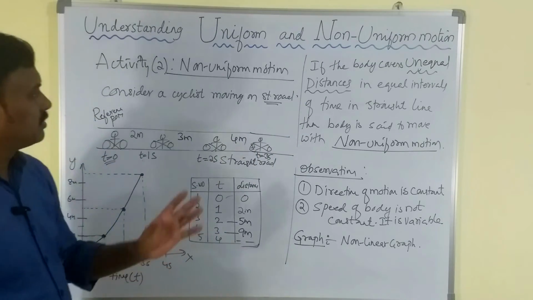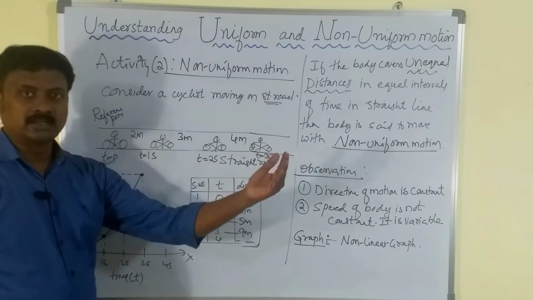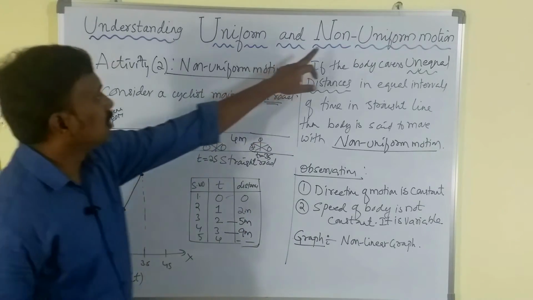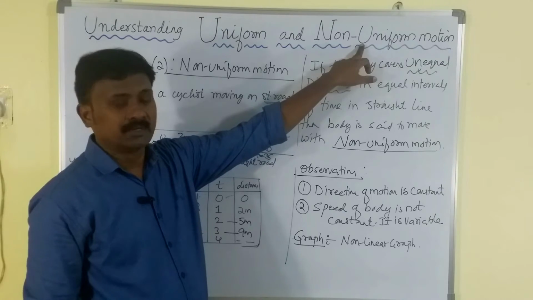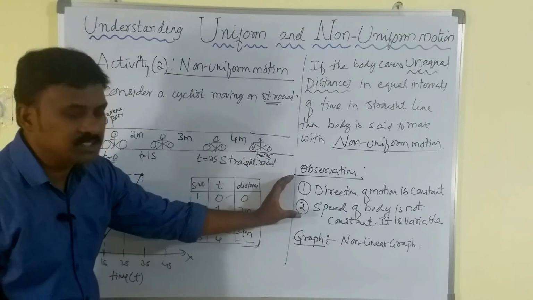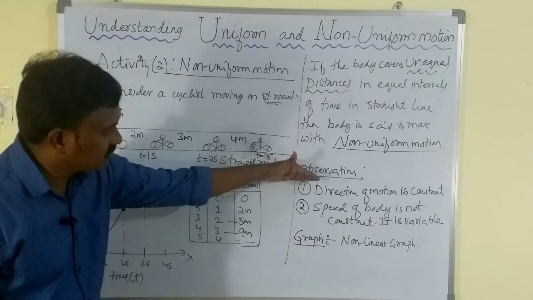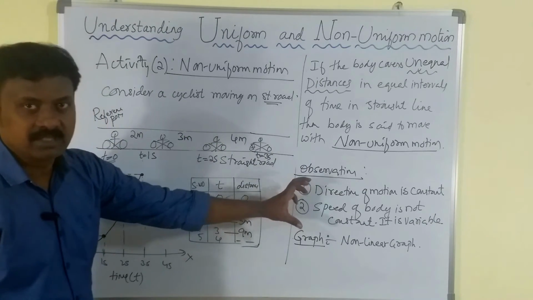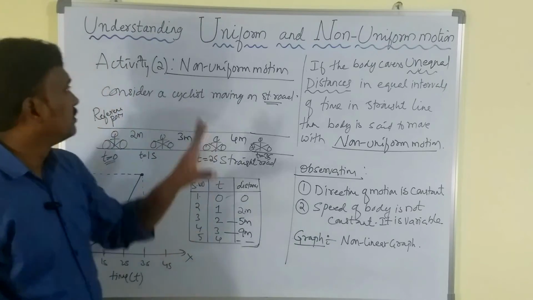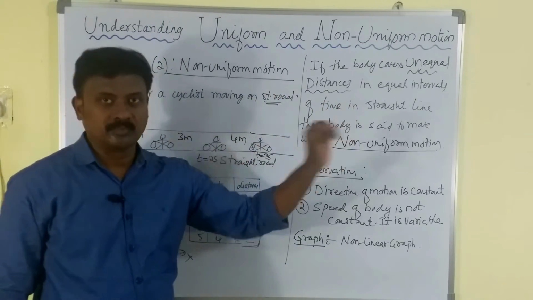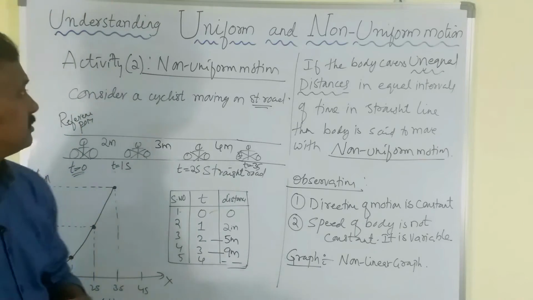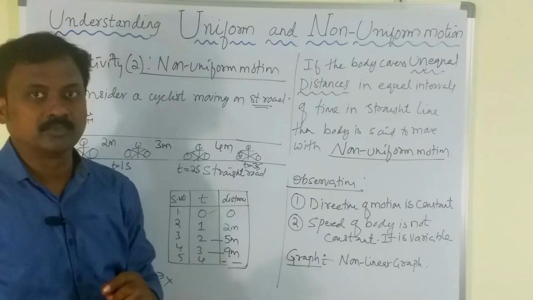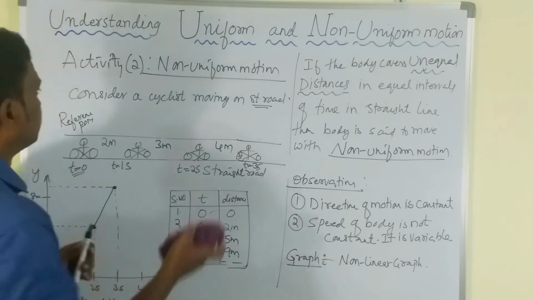Okay, now we are going to see the other three activities also. The three activities are related to non-uniform motion. Okay, so you have to concentrate on these two things particularly: how is the direction of motion and how is the speed of the body. If you concentrate on these things, then we'll very clearly understand what is uniform and non-uniform motion. Okay children, now we'll go for the third activity. In this third activity also we are going to see that it is a non-uniform motion, but the example is different.